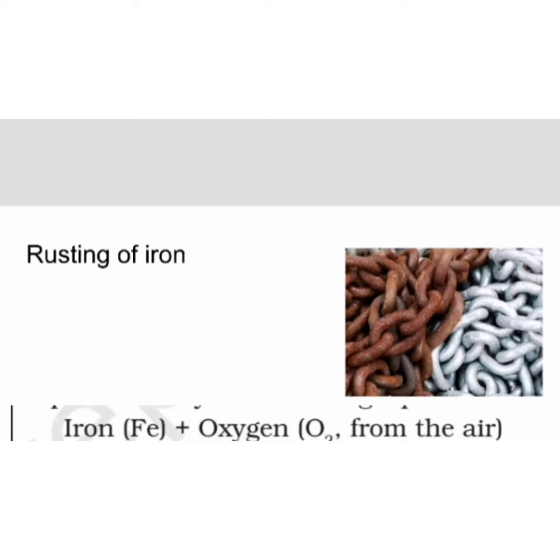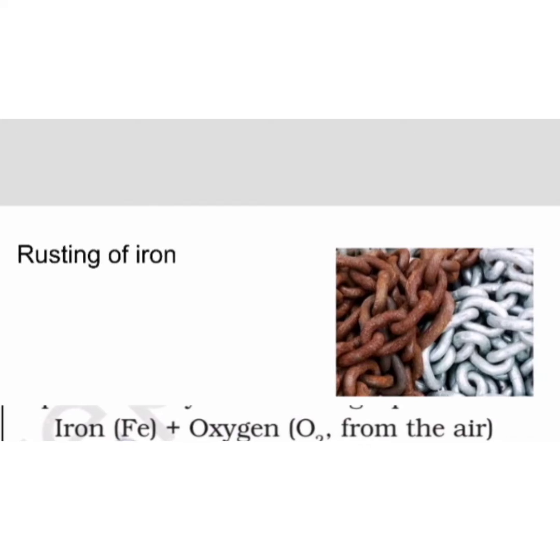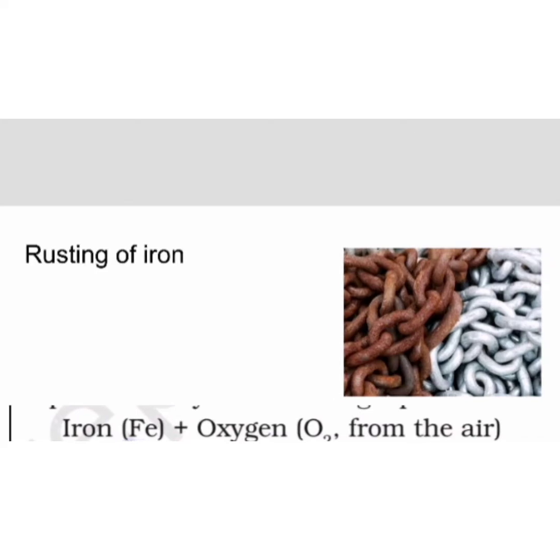In fact, if the moisture content in the air is high, which means if it is more humid, rusting becomes very fast. If the oxygen and the moisture present in the air are very high, the rusting will be very fast. So how do we prevent that rusting? If we continuously coat paint or grease on iron, we can prevent it.